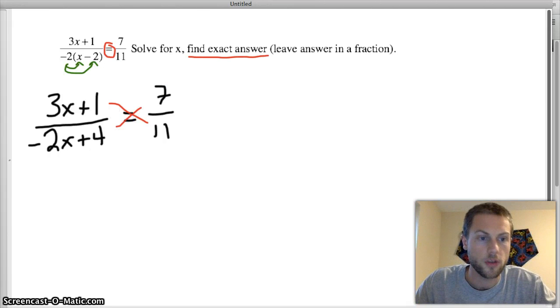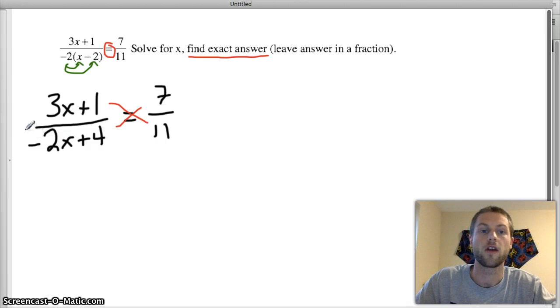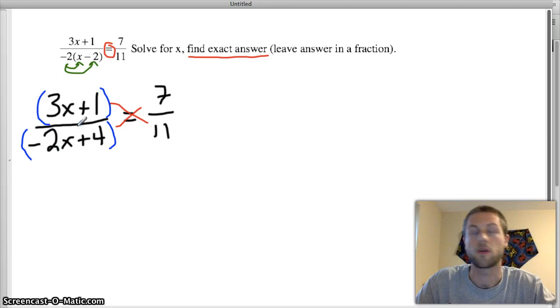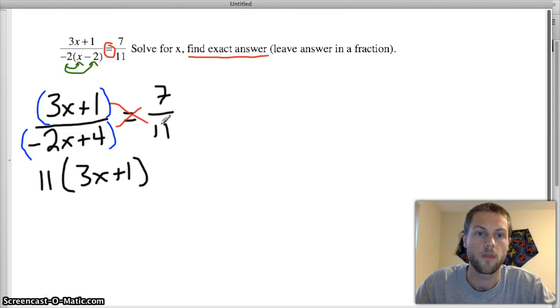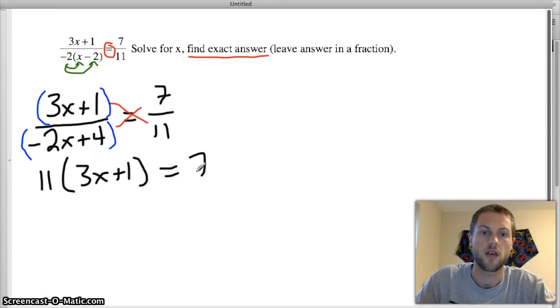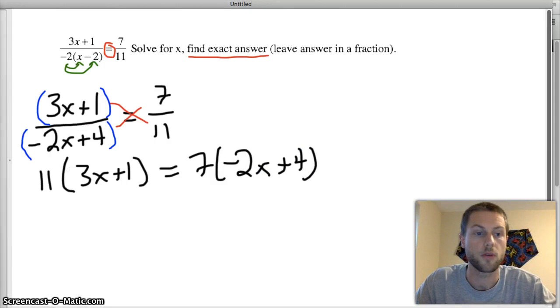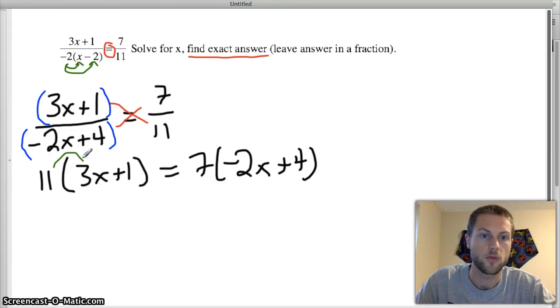Now when I push this process through with the cross multiplication, I have to be careful that there are these little sneaky parentheses around the numerator and the denominator of the left-hand side fraction. So when I cross multiply, I'm multiplying 11 times the quantity 3x plus 1, and I'm going to set that equal to the cross product of these two: 7 times the quantity negative 2x plus 4. From here, I'm just looking at a pretty standard algebra problem. I'm going to distribute that 11 and that 7, knocking both of these out in one step here.